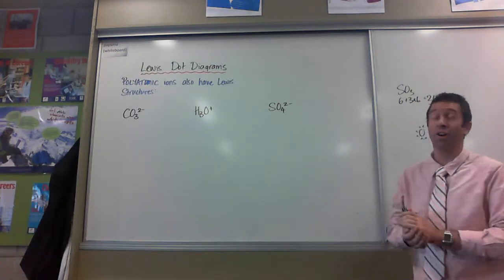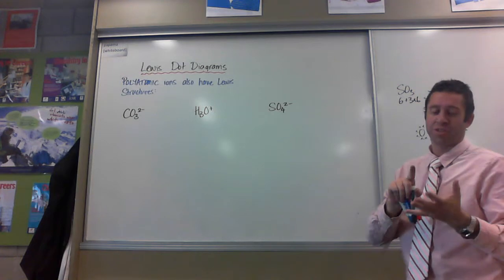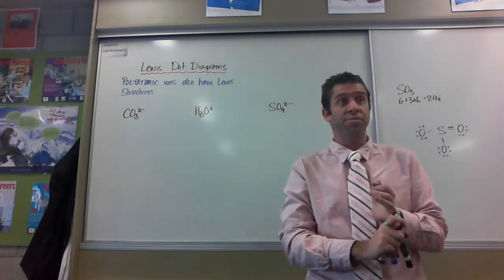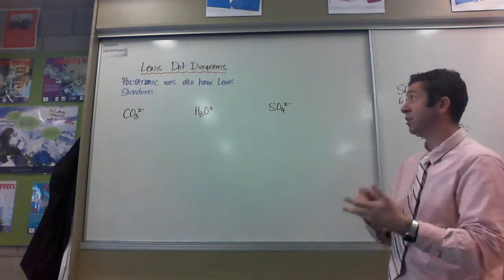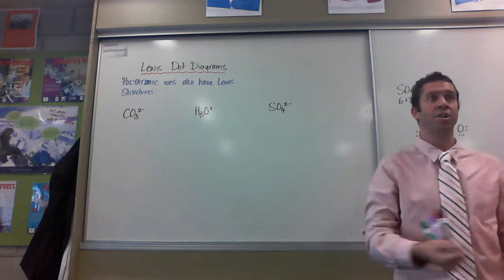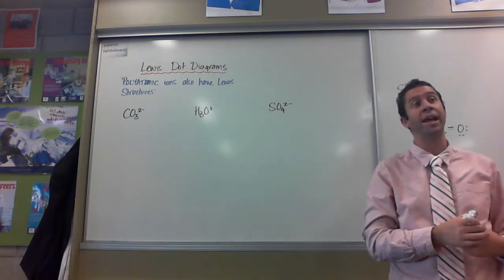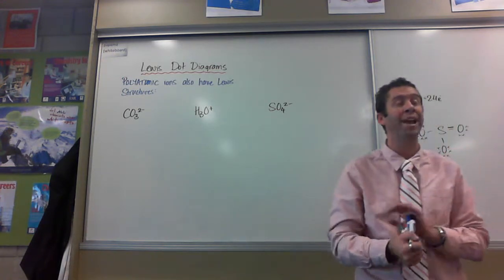In our last video on Lewis dot diagrams, we had a look at those things that do obey the octet rule, so how to learn how to do them. We've had a look at those that break the octet rule. Now we're going to put those together and have a look at polyatomic ions, so ions made up of more than one atom.